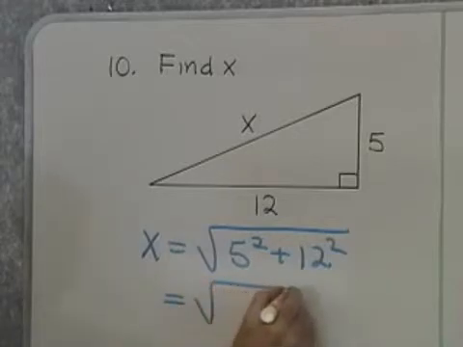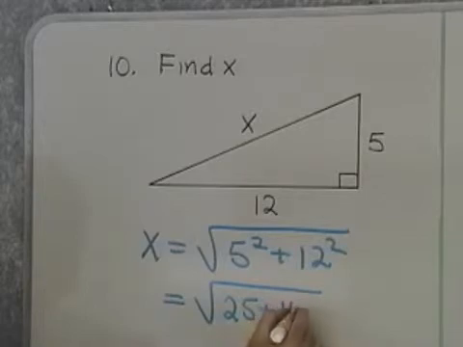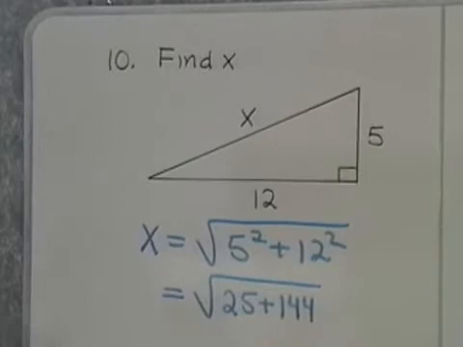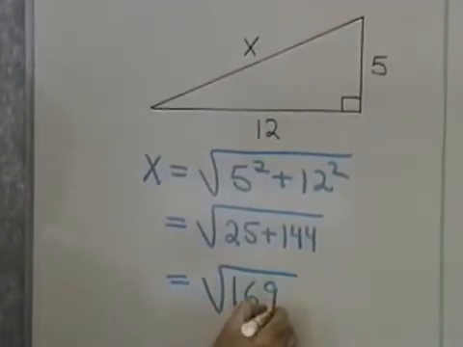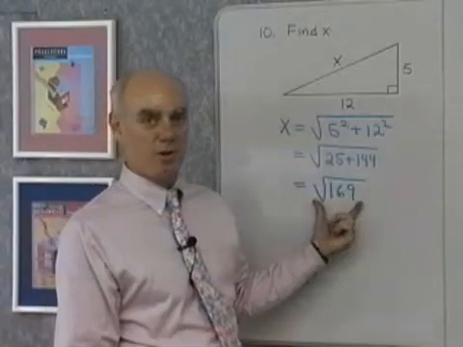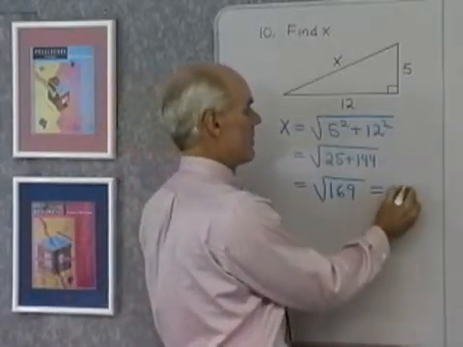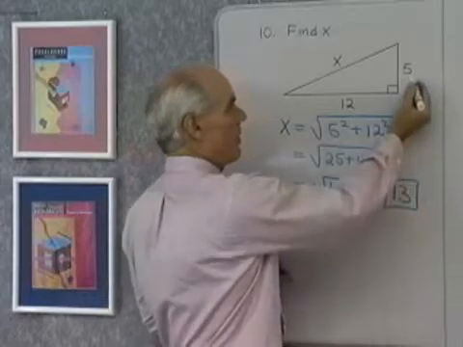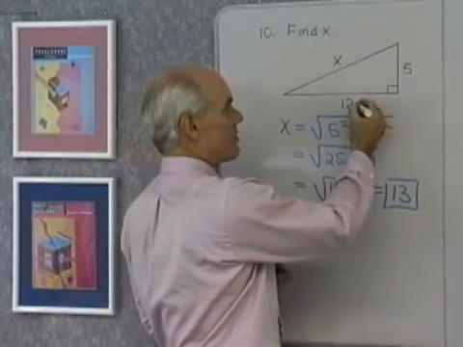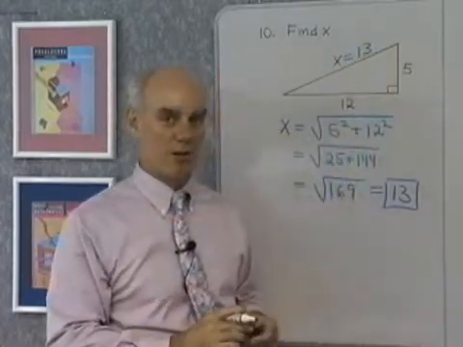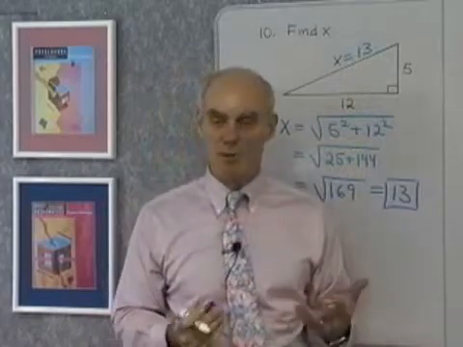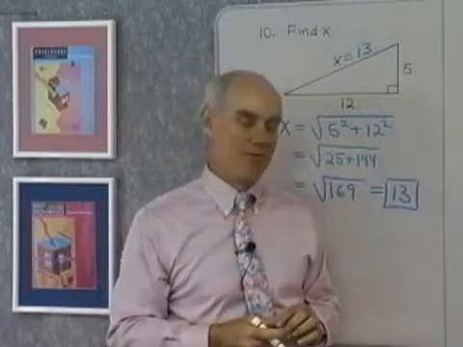That will be the square root of 5 squared is 25, plus 12 squared is 144. So I have 25 plus 144. If I add those up, I get the square root of 169, and the square root of 169 we know to be 13. So if one side is 5, the other side is 12 in a right triangle, then the hypotenuse must be equal to 13 according to the Pythagorean theorem. So the Pythagorean theorem is a theorem that's been around for 2,000 years that involves a square root.